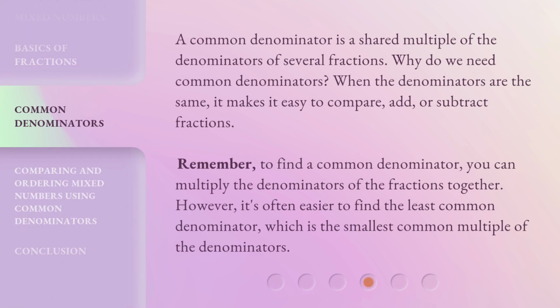A common denominator is a shared multiple of the denominators of several fractions. Why do we need common denominators? When the denominators are the same, it makes it easy to compare, add, or subtract fractions. Remember, to find a common denominator, you can multiply the denominators of the fractions together. However, it's often easier to find the least common denominator, which is the smallest common multiple of the denominators.